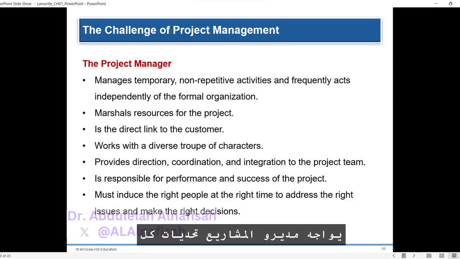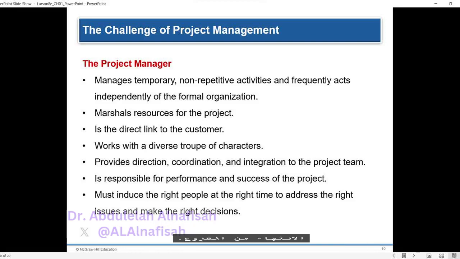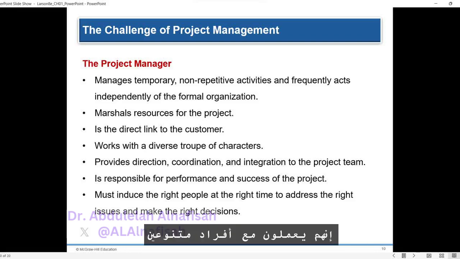Project managers face the challenges of each phase of the project life cycle and are responsible for overseeing the dissolution of their operation once the project is completed. They work with diverse individuals and must navigate the tension between customer expectations and project feasibility.